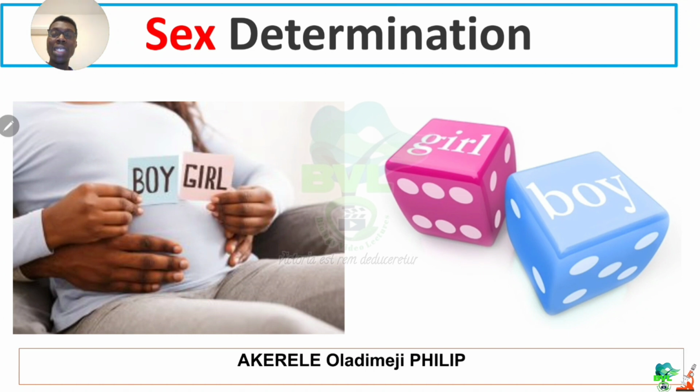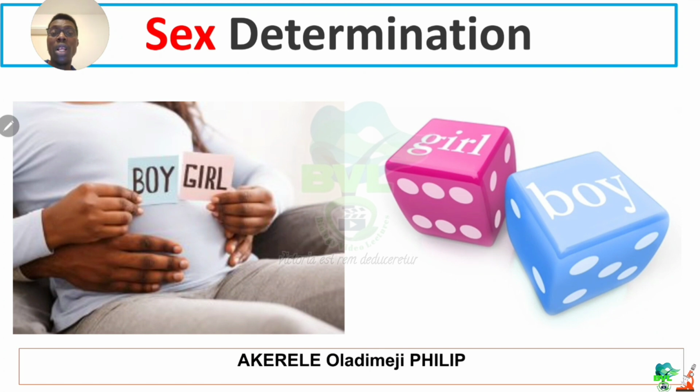So let's move on to sex determination, which is another topic on the GCSE curriculum. That's basically topic 6, so section 6 in the curriculum. Sex determination refers to who determines the sex of a child. Is it the father or the mother? Is it going to be a boy or a girl?